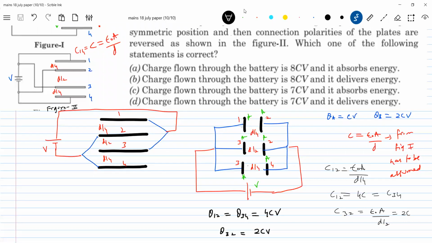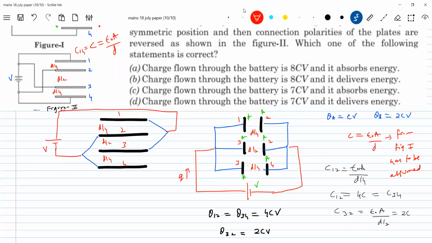So now if you look at the Q12 charge, here, how much charge was there? 4 CV, 4 CV and 2 CV. So total how much it was? 10 CV. But earlier how much charge was there? QA plus QB. So some charge entered here, no?